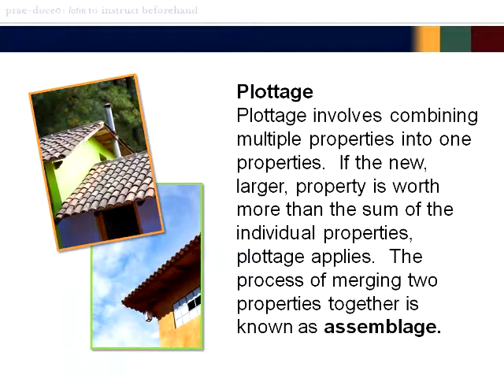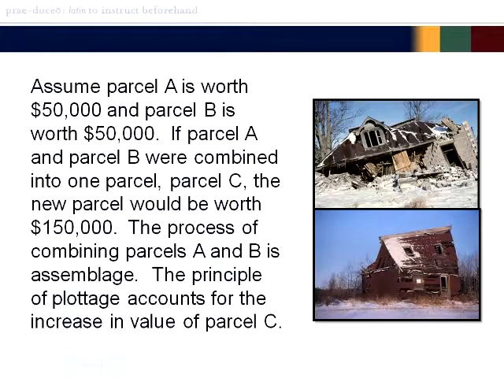Plottage. Plottage involves combining multiple properties into one property. If the new larger property is worth more than the sum of the individual properties, plottage applies. The process of merging two properties together is known as assemblage. Assume a parcel A is worth $50,000 and parcel B is worth $50,000. If parcel A and parcel B were combined into one parcel, parcel C, the new parcel would be worth $150,000. The process of combining parcels A and B is assemblage. The principle of plottage accounts for the increase in value of parcel C.